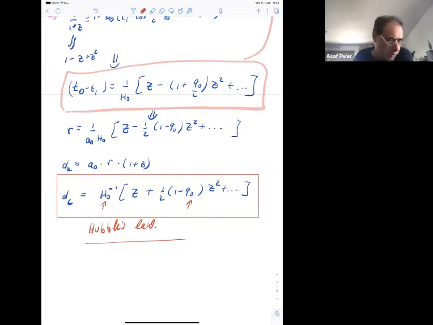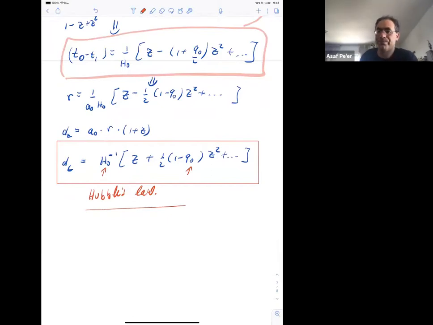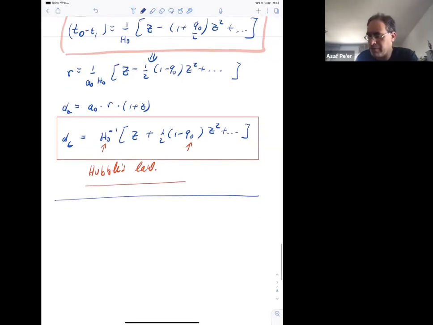Okay. Questions? No. Okay. The next thing we're going to do is to look at the evolution of the scale factor, namely the evolution of the universe.